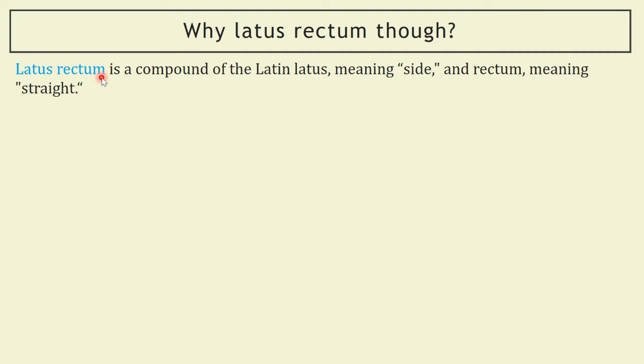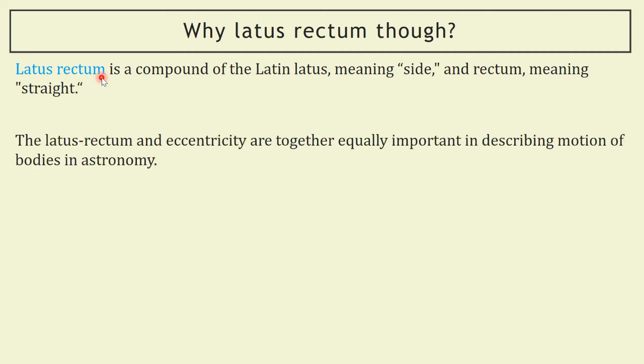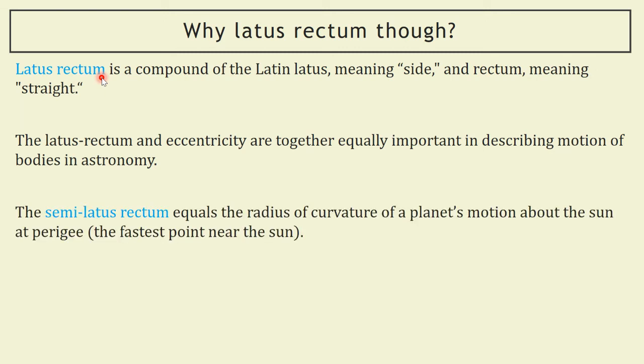Why are we interested in it? Why is it important to us? Well, latus rectum and eccentricity are really important together when we describe the motion of bodies in astronomy. It's just a little bit of a side for us here to look at the latus rectum and see how it relates to the parabola. The semi-latus rectum is half the length of the latus rectum, and it is the radius of curvature of the planet's motion at perigee. That's the fastest point near the sun.